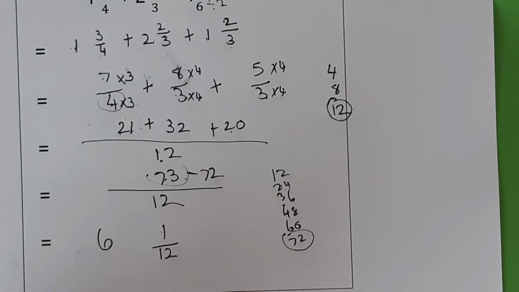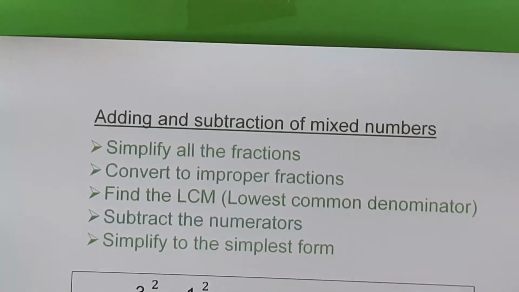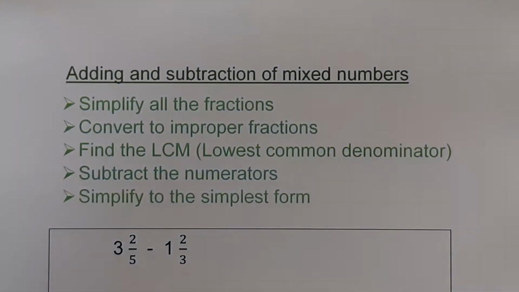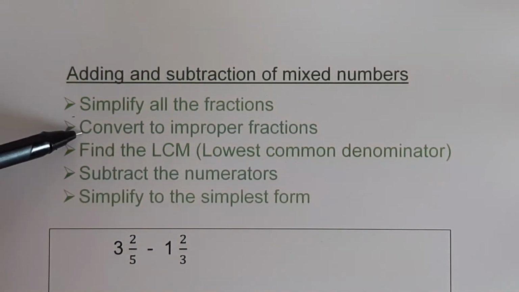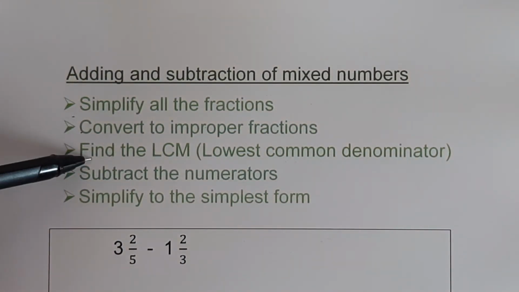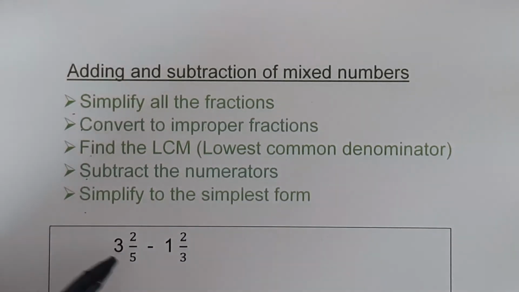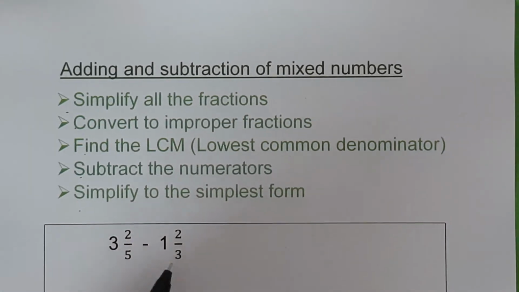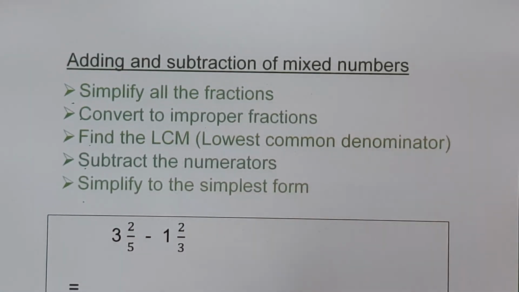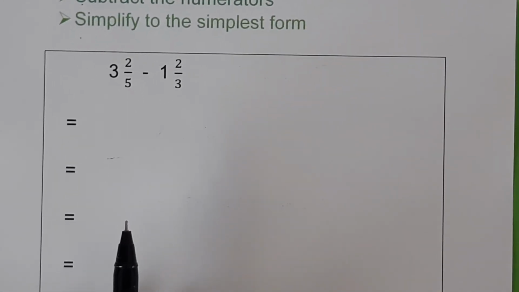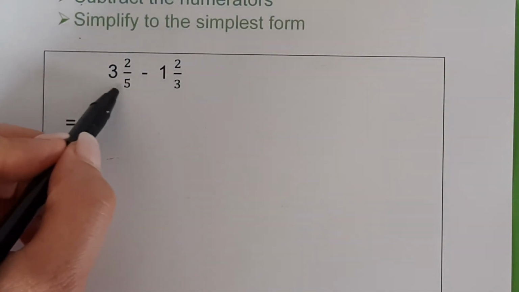When you add, or when you subtract the fractions, you follow the same steps. You simplify, convert, find the lowest common multiple, subtract the numerators, and then you simplify to the simplest form. First, I look at this fraction. Can I simplify any of those two? No, I can't. Then I start with my calculations.